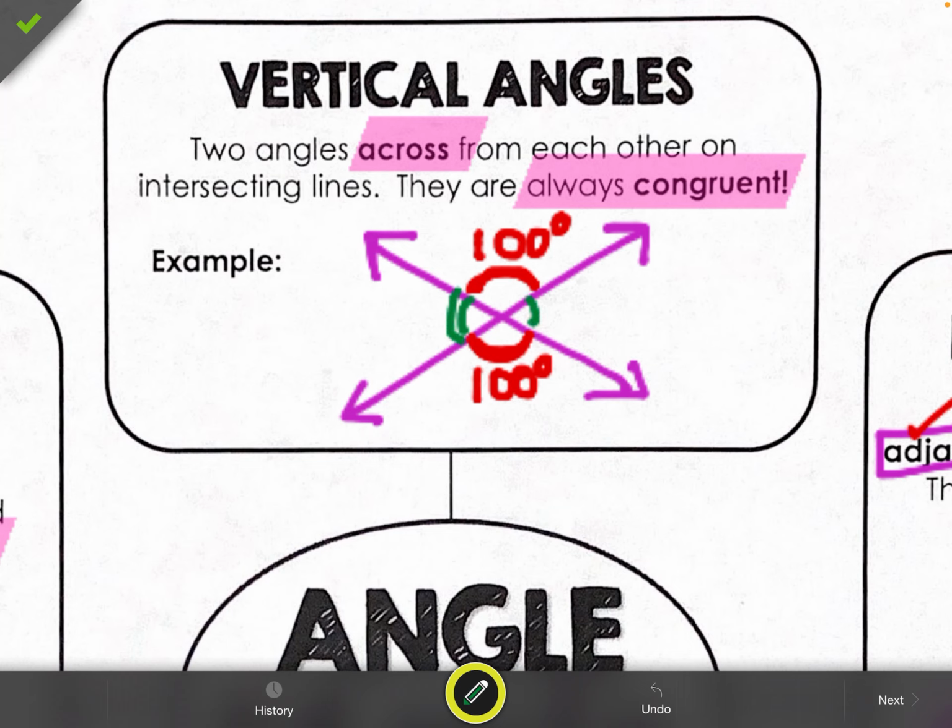These are also vertical angles. They are directly across from each other. So they could tell me that this angle is 80. What would we know about its vertical angle? It's 80 because vertical angles are always congruent.